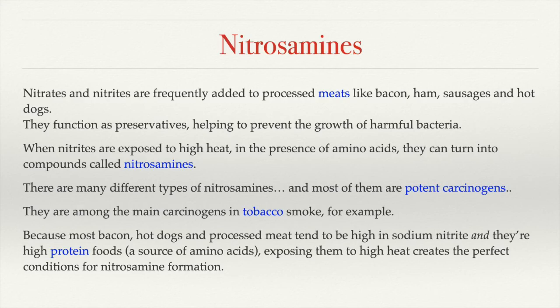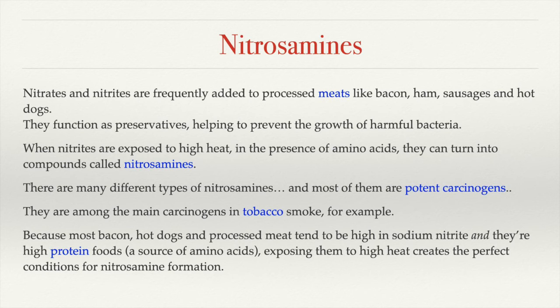A word on nitrosamines, so we won't become confused on the different kinds of nitrates. Nitrites are frequently added to processed meats like bacon, ham, sausages, and hot dogs. They function as preservatives and help prevent the growth of harmful bacteria. When nitrites are exposed to high heat in the presence of amino acids, they can turn into a compound called nitrosamines. There are many different types of nitrosamines, and most of them are potentially carcinogenic.